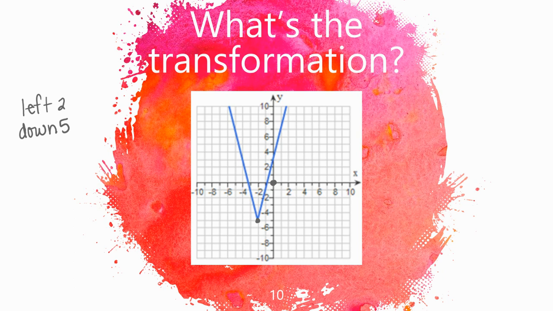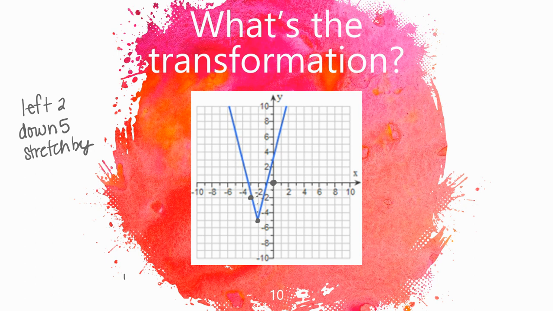Has it flipped? No, it has not. Has it stretched? Well, let's count the slope. From the vertex, it looks like there's another point here. I'm going to count up 1, 2, 3, and over 1, which means that it has stretched by 3.